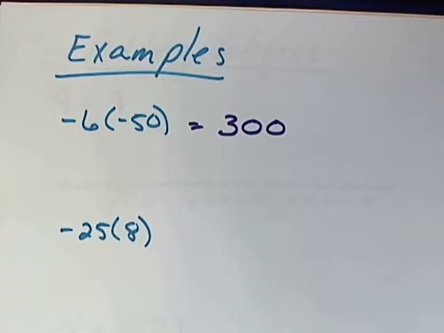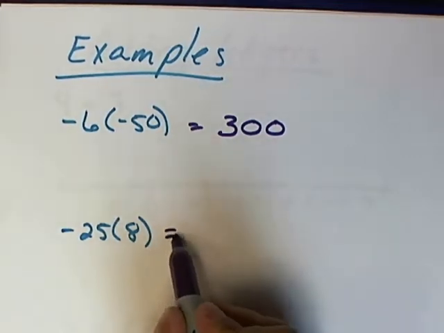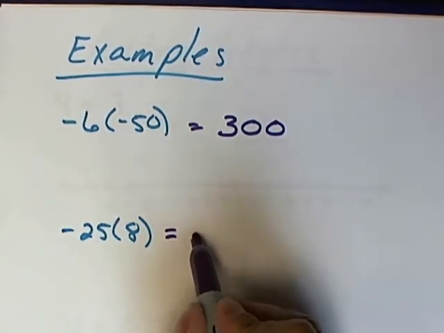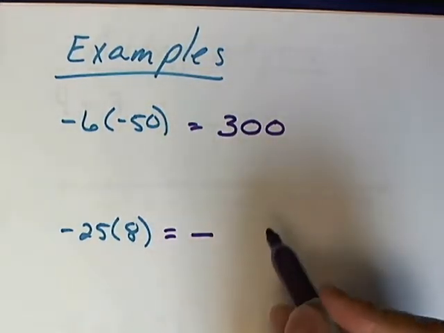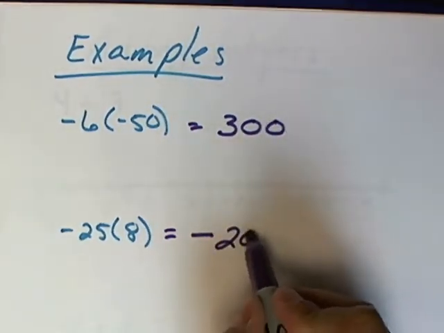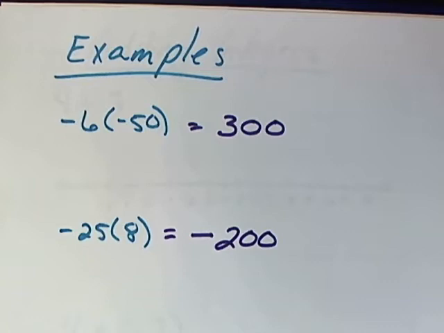In the second example, we have a -25 times an 8. A negative times a positive, one of each, means that we have a mismatch, which is a bad thing, so my result will be negative. And if I had 8 quarters in my pocket, I'd have $2, so that's 200.